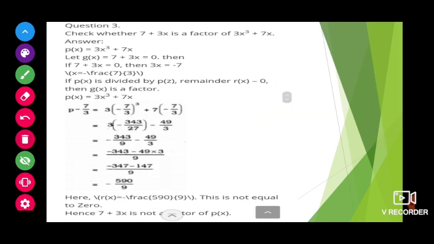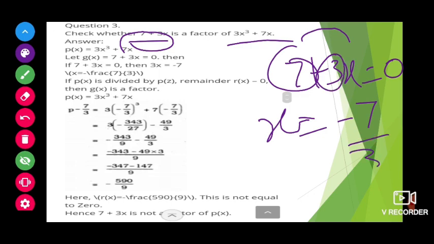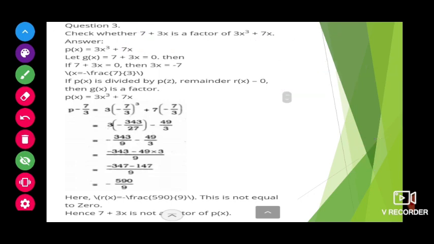In the same way, if 7 minus 3x is a factor of 3x cube plus 7x, then it should divide this 3x cube plus 7x without leaving any remainder. So we will find what the remainder is when we divide with 7 plus 3x. So take 7 plus 3x as 0. So x is equal to, here plus 7 will go to that side as minus 7, and the multiplication by 3 will go to that side as division by 3. So x is equal to minus 7 by 3. Here substitute x equal to minus 7 by 3 in the entire expression.